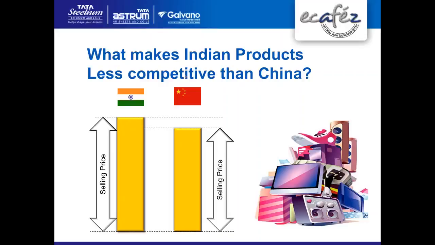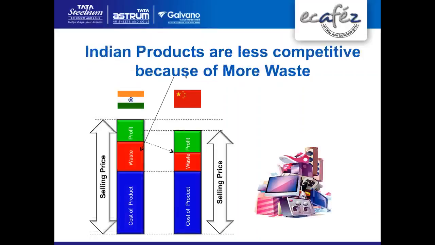So if we just analyze it, in every product, there are 3 components in the cost. One is the cost of product, which is actually the material and conversion cost spent in the industry. Then a lot of waste, which has got no meaning. And over that, there is a profit margin. If we just see in this particular graphic, compared to China, our quantum of waste is much higher. That is making us less competitive. So we are spending more money on producing that product, then over adding the profit margin, it becomes much more, and the overall selling price becomes more than China. That is the main cause of losing our competitiveness in comparison to China.